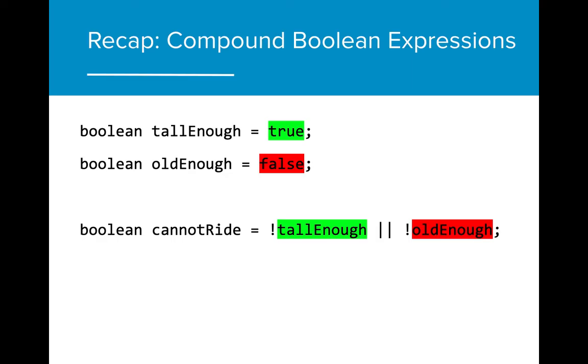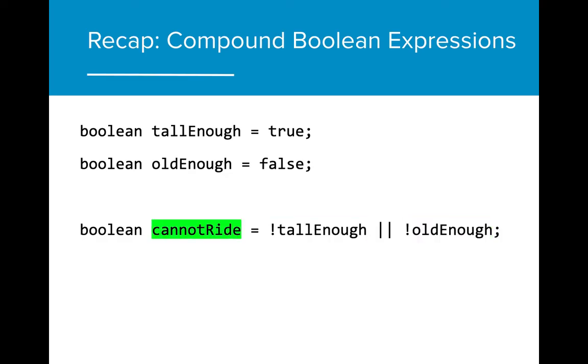We've initialized tall enough to be equal to true and old enough to false. When used in the compound expression, they hold the same value. Because the not keyword is placed before the variables, the Boolean values of the expressions are flipped. When evaluated, because one of the conditions is true, the expression cannot ride evaluates to true, which means that the user cannot go on the ride because they're not old enough.